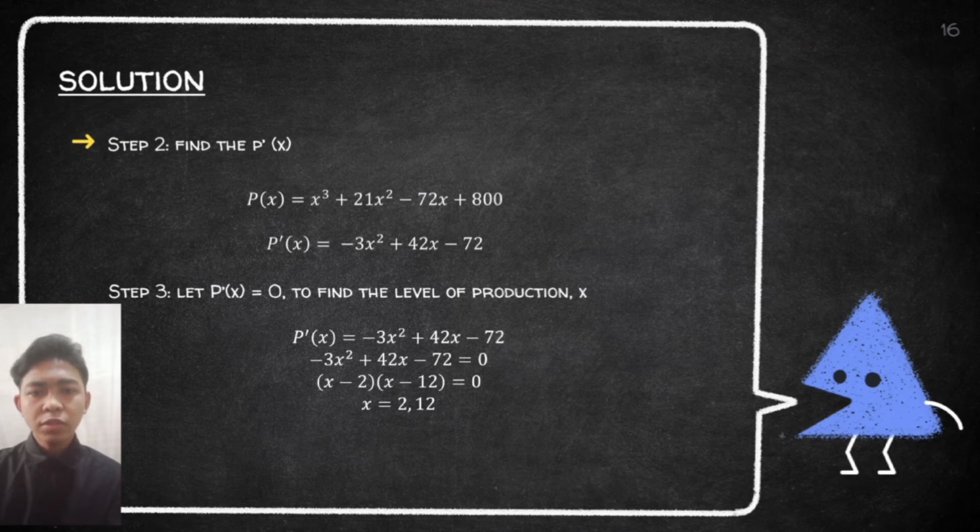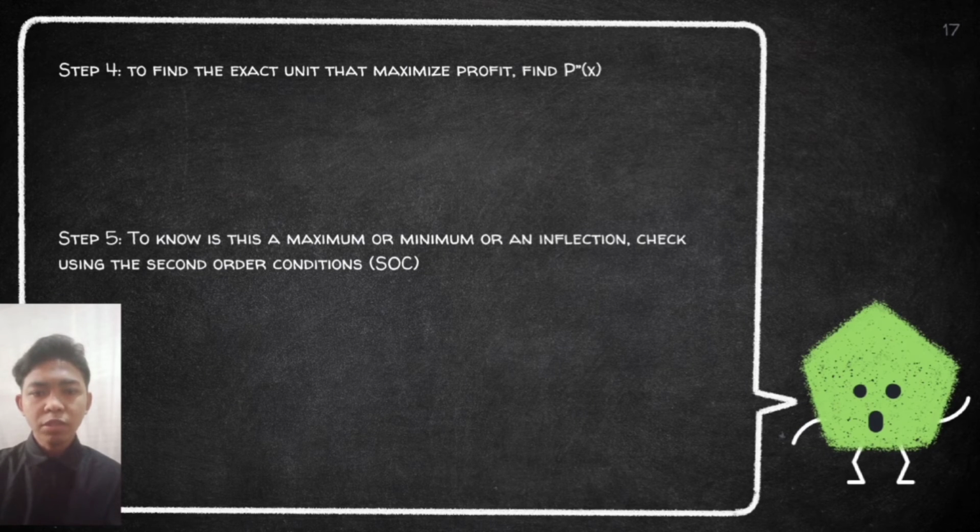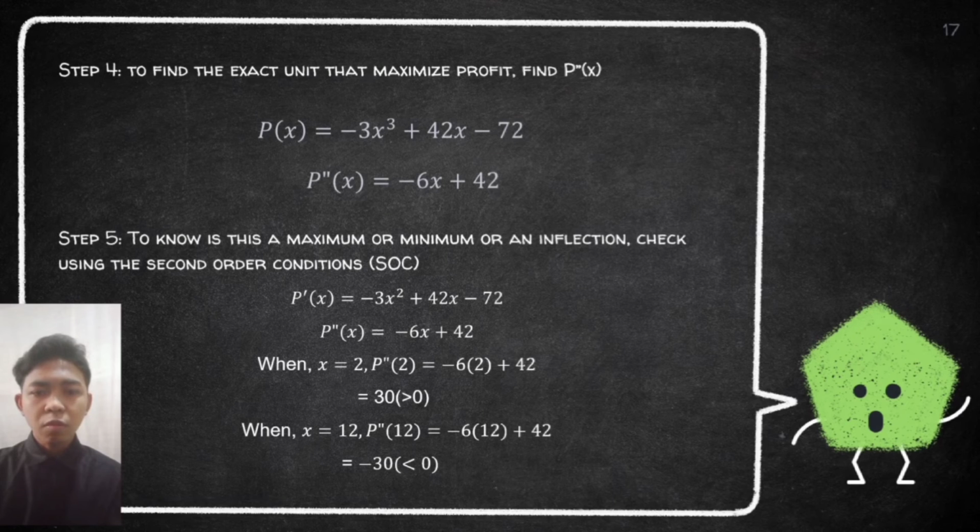In order to find the exact unit that maximizes profit, we need to use the second derivative of the function and we will get negative 6x plus 42. For the last step, we need to check the production levels, which are 2 and 12, by using the second order condition, SOC. When x equals 2, we will get 30, which is more than 0, so it is a minimum. While x equals 12, we will get negative 30, which is less than 0, so it is a maximum. Therefore, the production level that will maximize profit is 12.